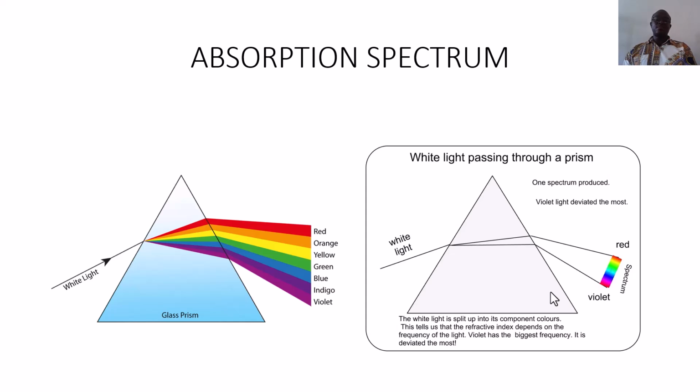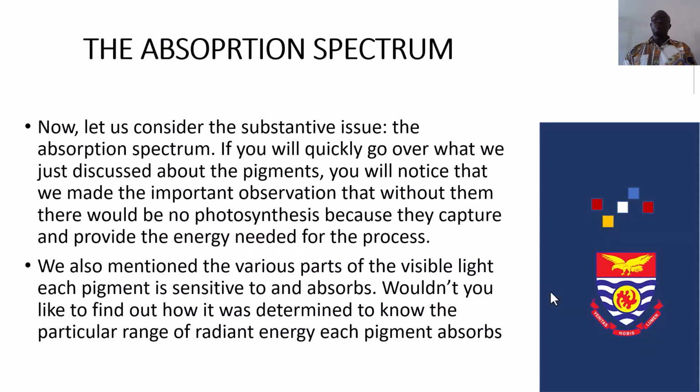So the light is split up into its component colors, and this tells us that the refractive index depends on the frequency of light. Violet has the biggest frequency. It is deviated the most. So, the absorption spectrum. Now let us consider the substantive issue, the absorption spectrum.